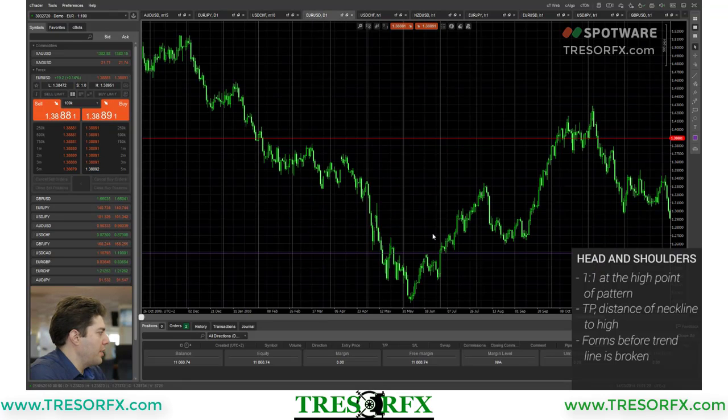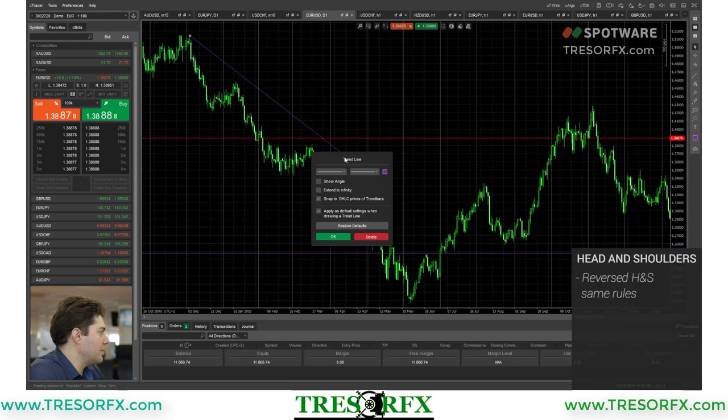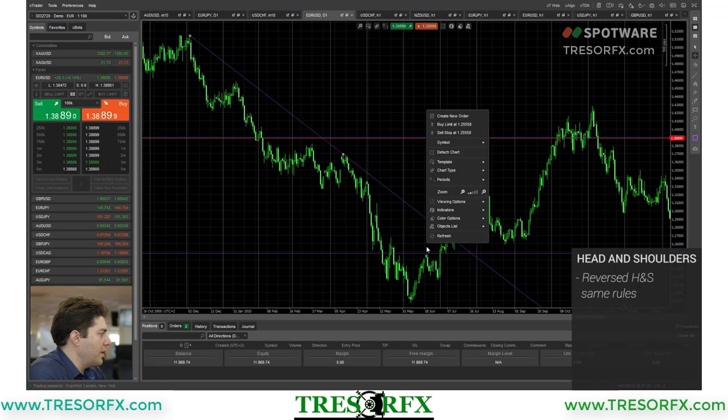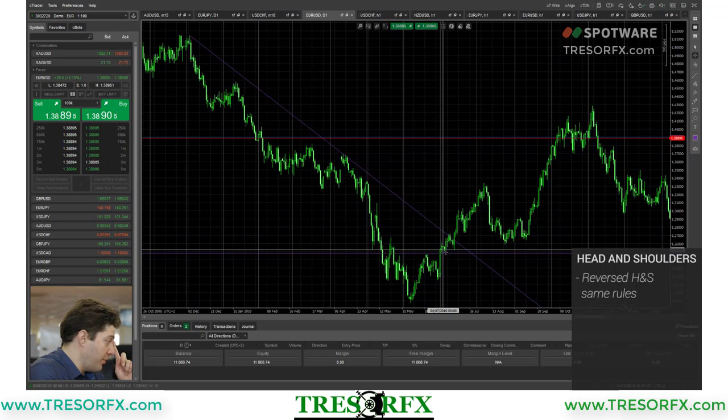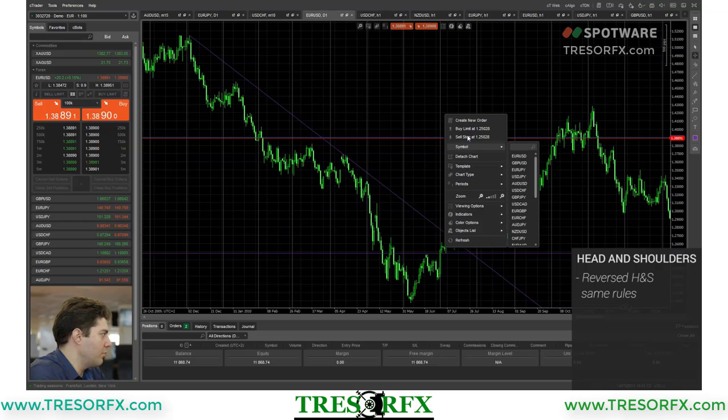Next we're going to show the head and shoulders reversed, which is at the bottom of a downtrend. I'm not going to go through the reverse head and shoulders, because it's the same as the other direction. It's again traded on the neckline, but on the positive break instead of a negative, so upwards. So we're going to buy here, we're going to go long.